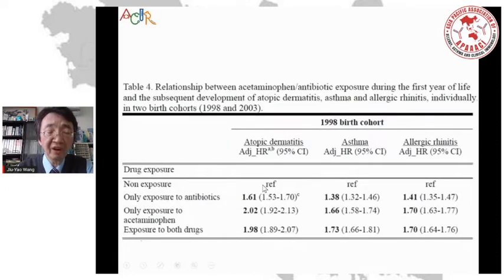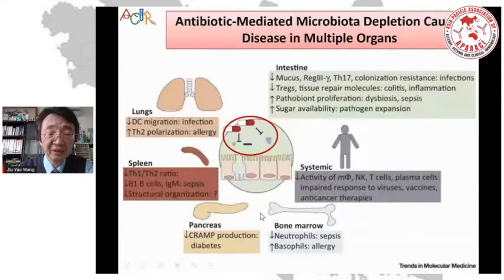So in all of this follow-up of our national health database, we have found that if they have been exposed to antibiotics, then the risk of atopic dermatitis will increase about 1.65, that is about 65%. But if they are also exposed to acetaminophen, it becomes a 100% increase. So it's very important that we study the gut microbiome, or the composition and also the health status of our gut microbiota, which may be related to allergy disorder development.